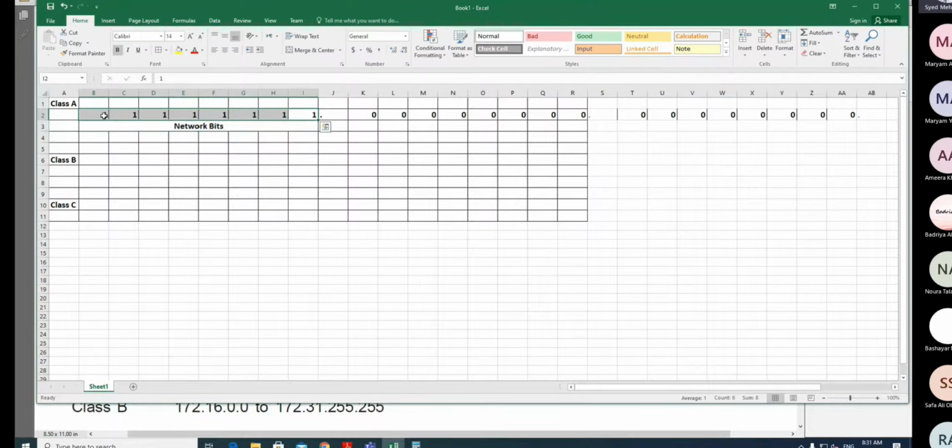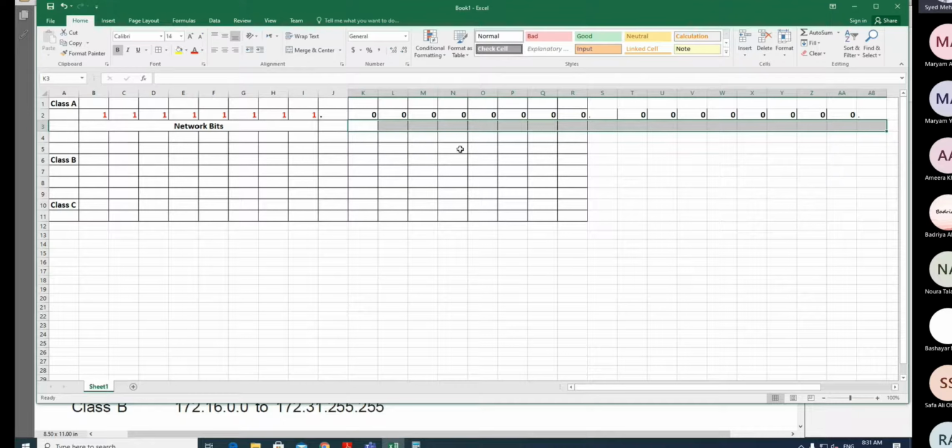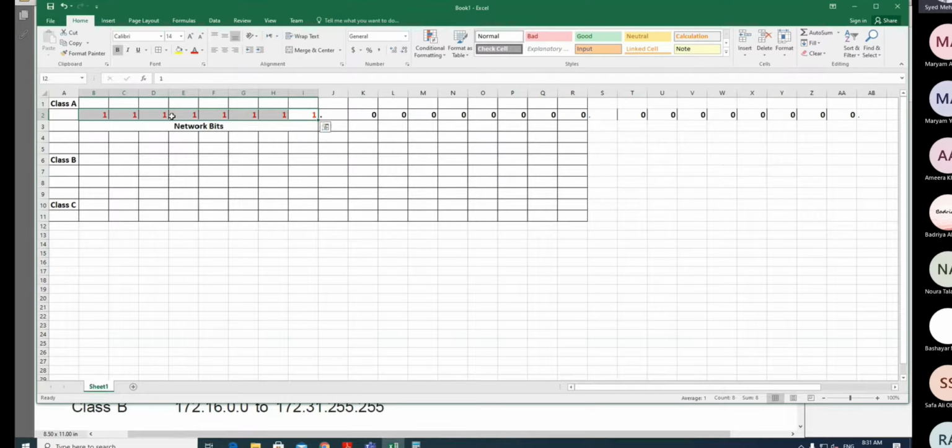The first 8 bits in class A are reserved for the network. This is the network bit, and this is all for the host. So how many bits for the host? 24 bits for the host. That is why we are writing this. If you convert all these 8 bits into a decimal number, it becomes 255.